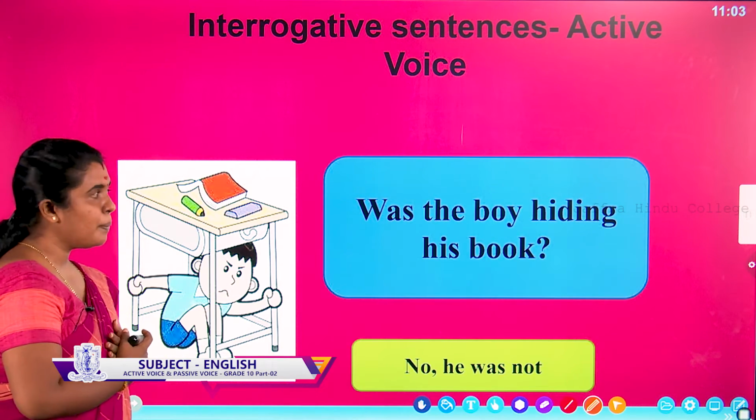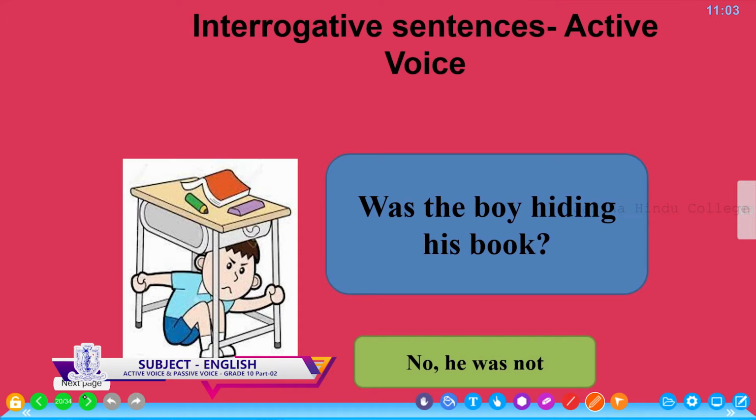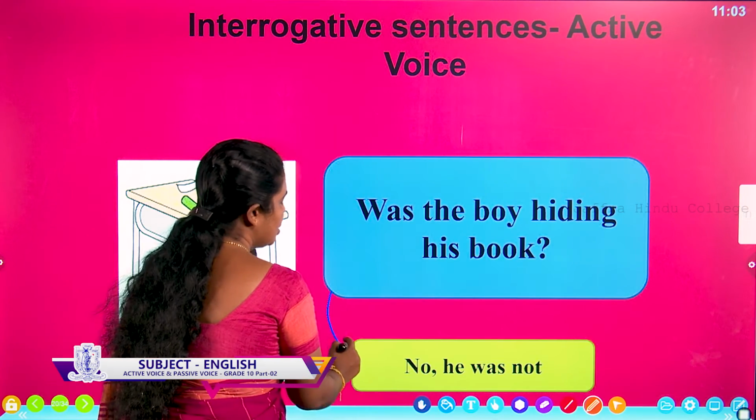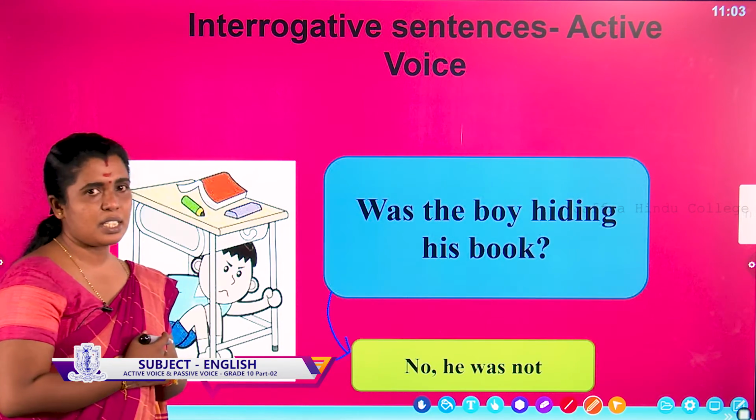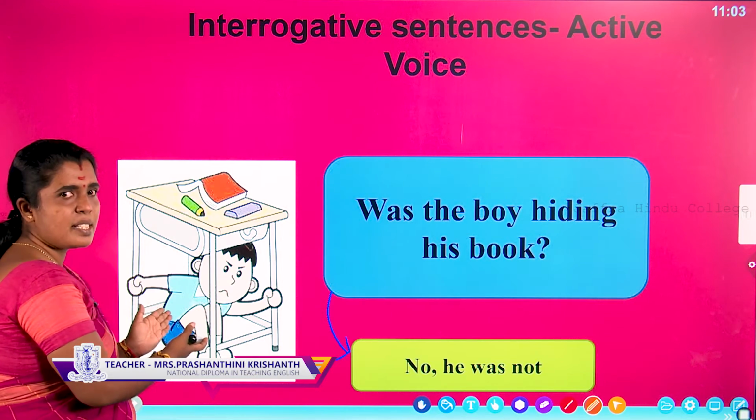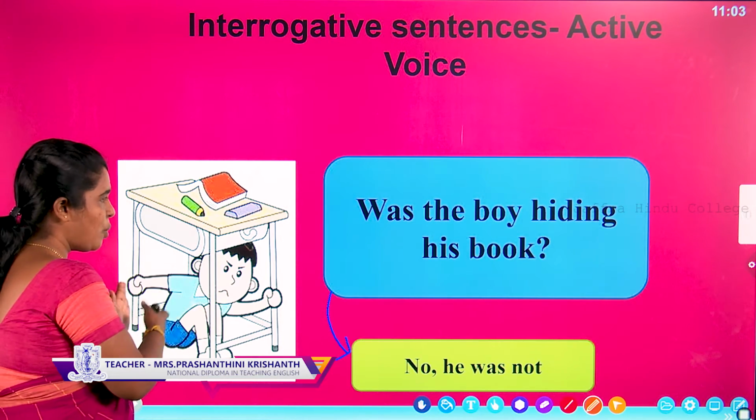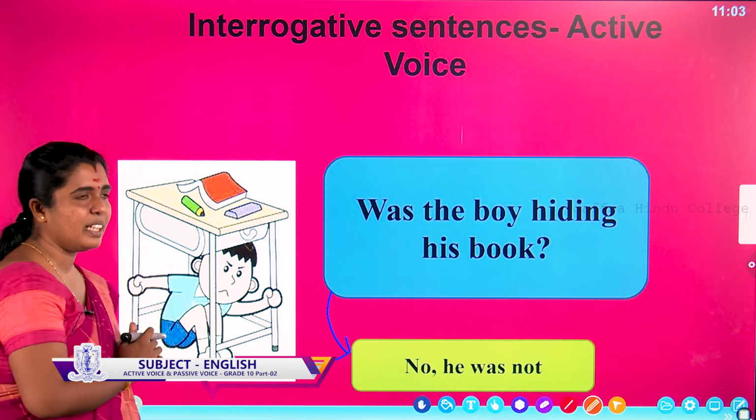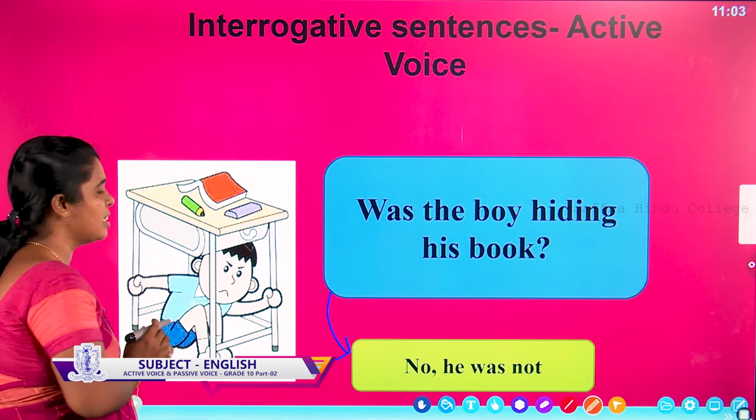See this picture, was the boy hiding his book, right? Was the boy hiding his book? Interrogative means, you know, question form, right? So, the answer is no, he wasn't, right? Was he hiding his book? No, he was hiding under the table, but he wasn't hiding his book, right?